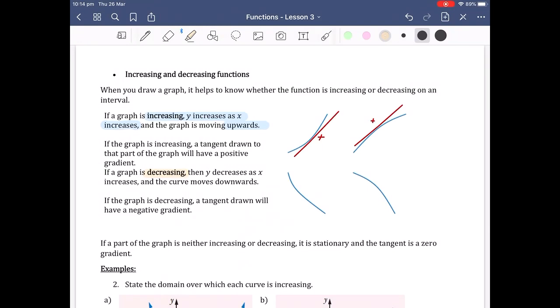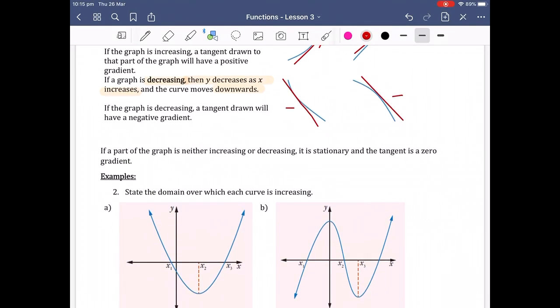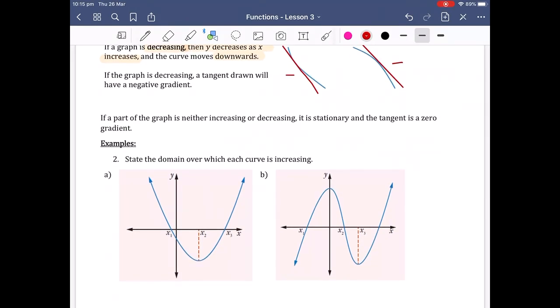If a graph, however, is decreasing, then y decreases as x increases and the curve is moving downwards. So if the graph is decreasing, a tangent will have a negative gradient. If we draw our tangent like so, and a tangent like so, you'll see that it's going in a negative direction. It's going downwards, instead of going upwards. If a part of a graph is neither increasing nor decreasing, it is stationary, and the tangent has a zero gradient.